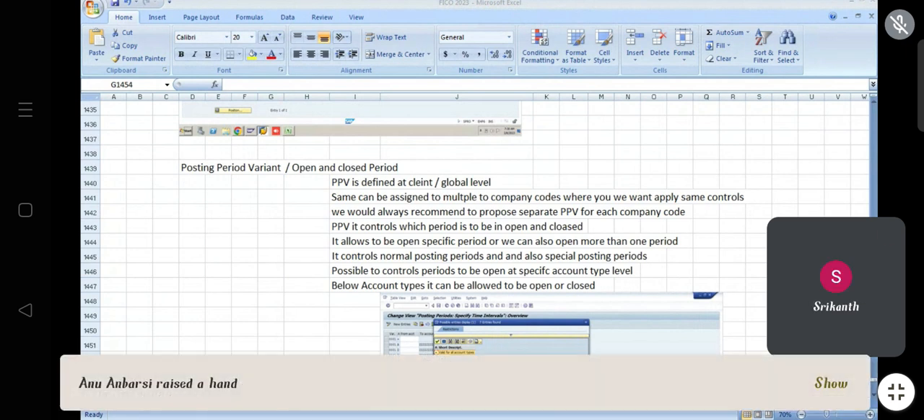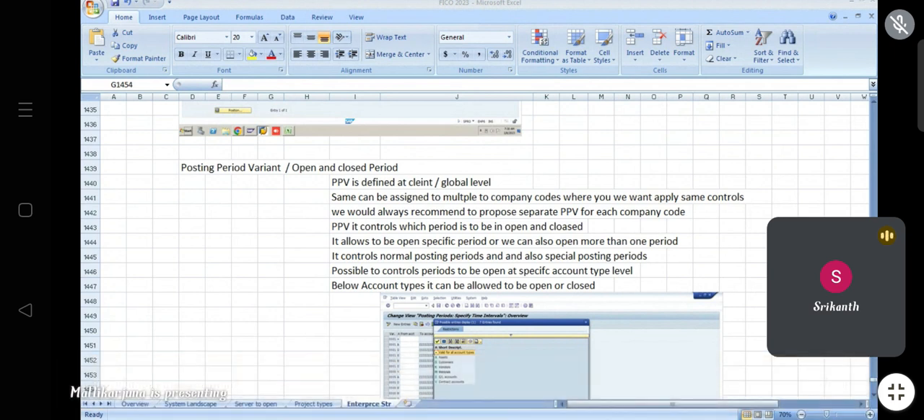Yes, I have one question here. Yes, please. Special posting periods, normally when do we use the special posting period? I mean to say, to post the transaction into the previous financial year. Correct. Always for balance sheet, year-end closing adjustments, after closing the financial year.